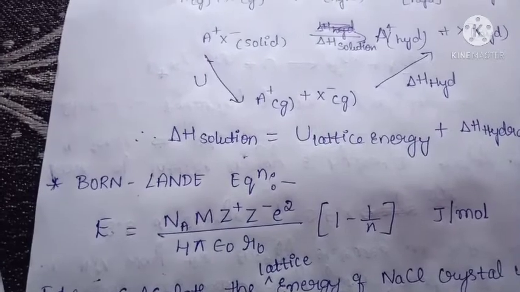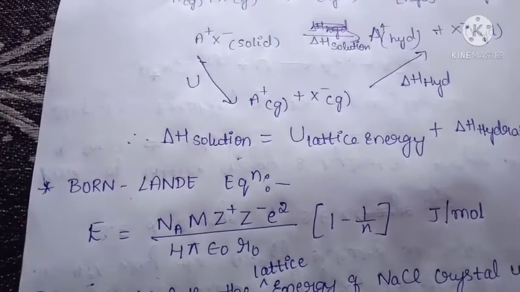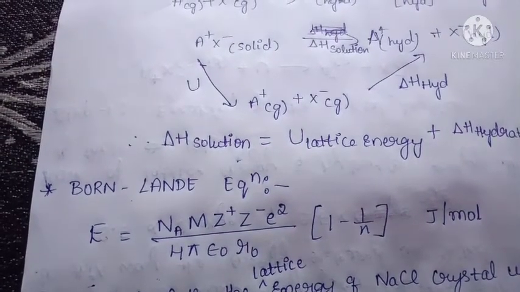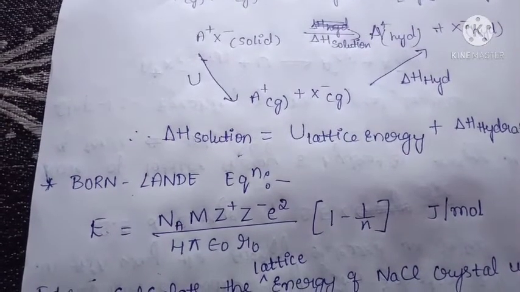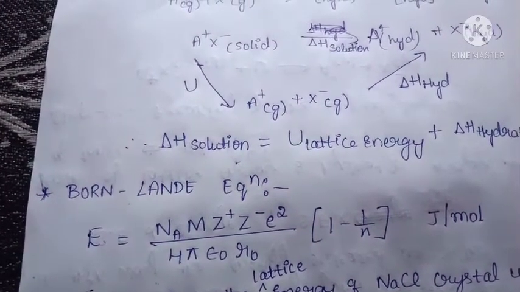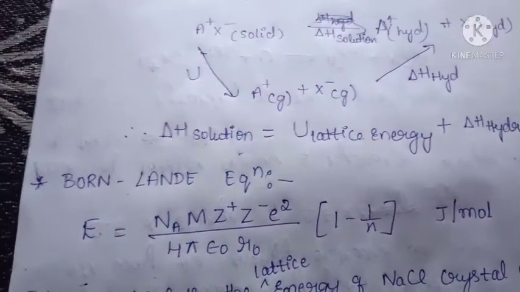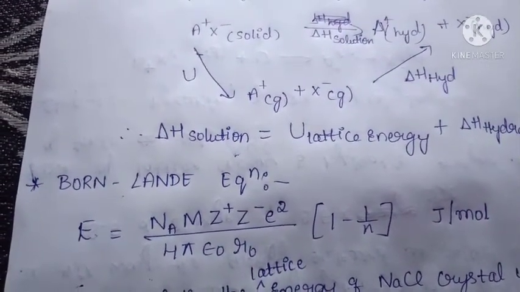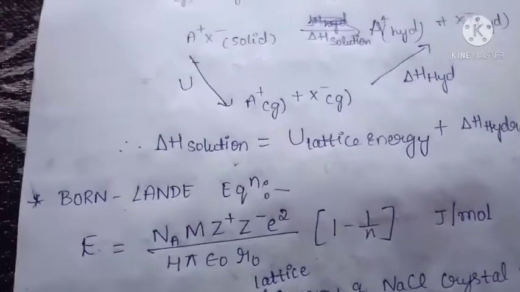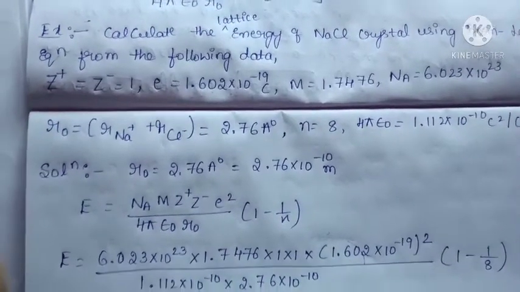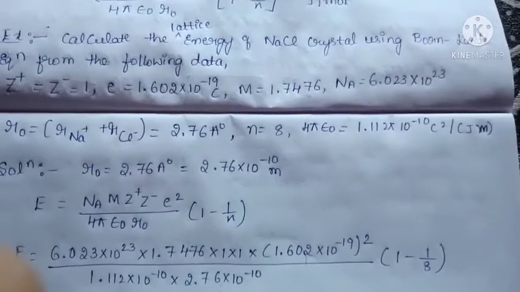E is equal to N_A M Z plus Z minus e squared divided by 4 pi epsilon naught r naught into 1 minus 1 by n. The unit is joule per mole, or it may be kilojoule per mole also. Okay. Next, move on to one example.